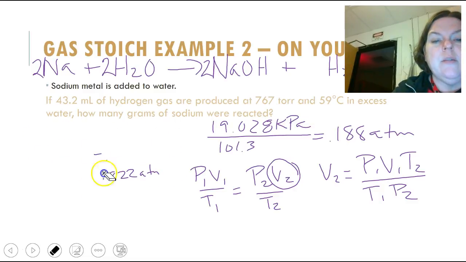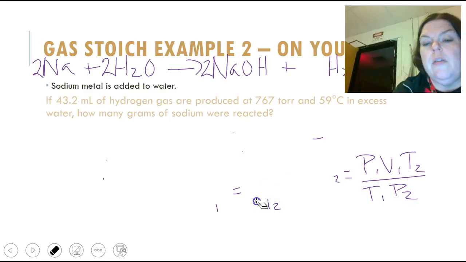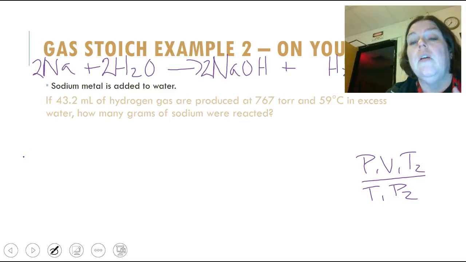Okay, erase, erase, erase, erase. I spend a lot of time erasing. Okay, I'm going to keep the formula right there because I want to make sure that I know what I'm doing. Because I want to find STP conditions. I can't do stoichiometry until I'm in STP because I don't have a way to go to liters of gas.